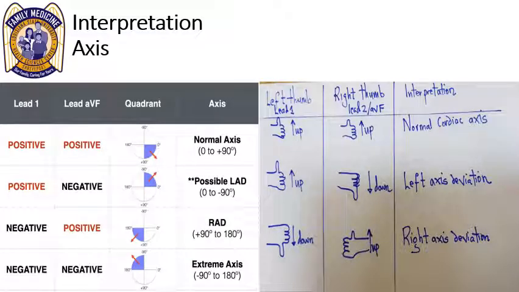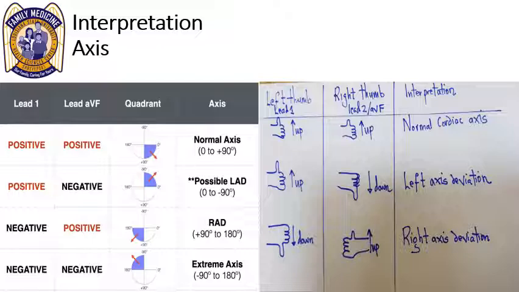So the last thing we didn't talk about, but save the best for last, is the axis. I use the two thumbs up model. So what I want each of you to do is put both of your hands in front of you with your thumbs up, okay? So what you do is you look at lead 1 and then you look at AVF, okay? So if in lead 1 the predominant QRS complex is upright, and the predominant complex in AVF is upright, then you have a normal cardiac axis.